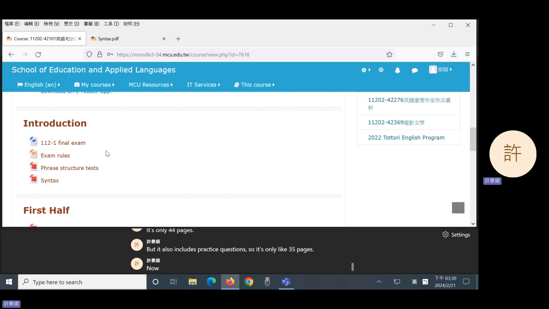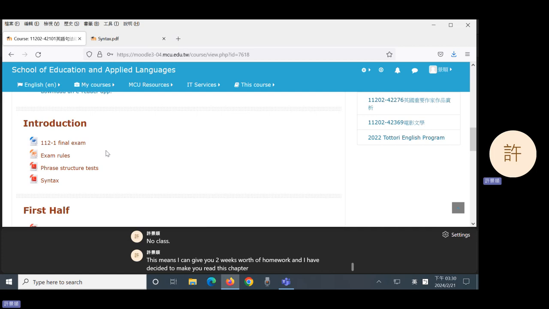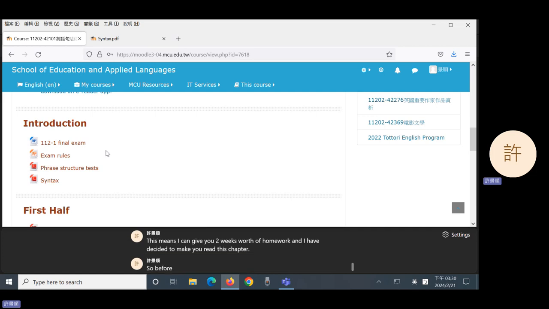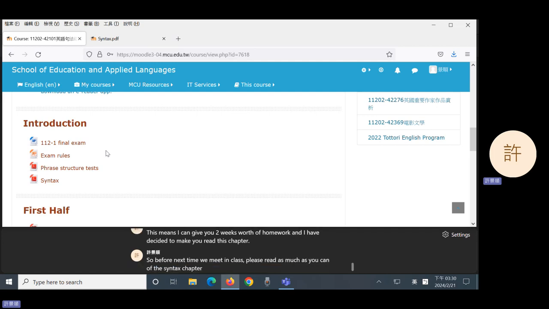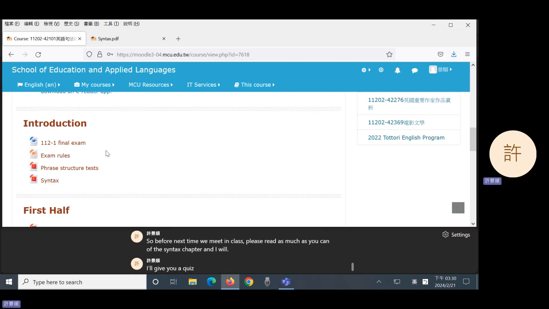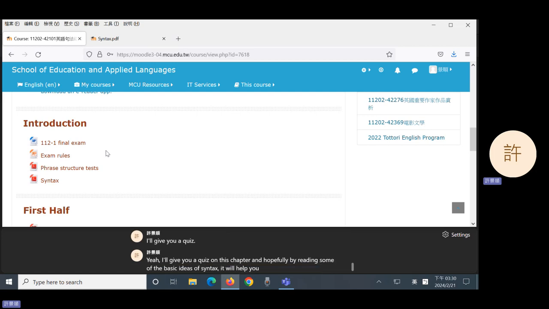Now, next week is February 28th. No class. This means I can give you 2 weeks' worth of homework. And I have decided to make you read this chapter. So before next time we meet in class, please read as much as you can of the syntax chapter. And I'll give you a quiz on this chapter. Hopefully, by reading some of the basic ideas of syntax, it will help you prepare to learn about the details of English syntax.